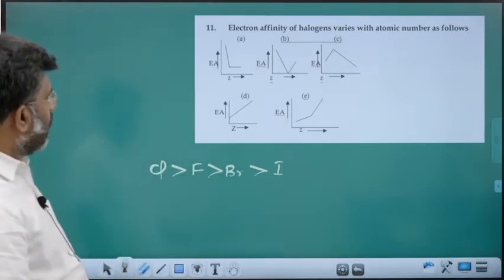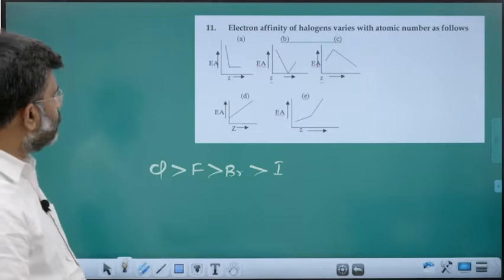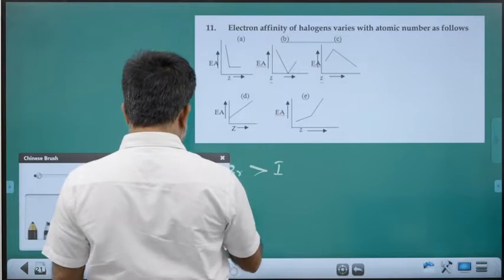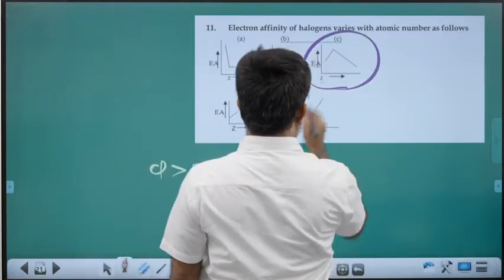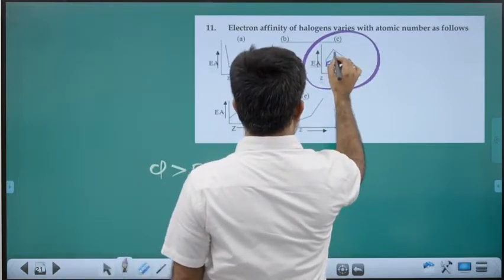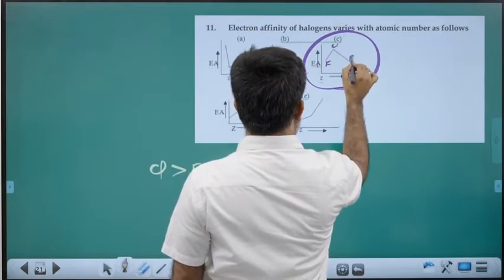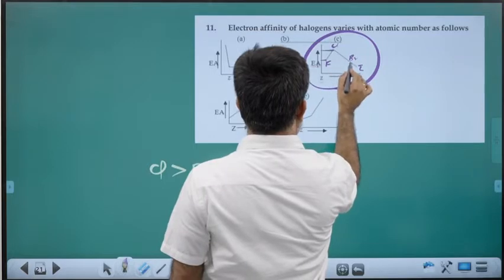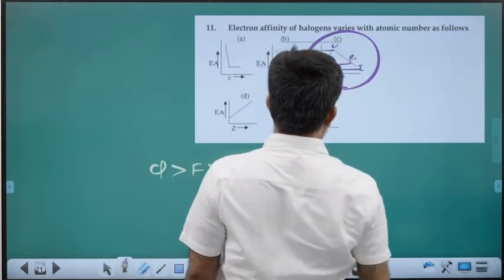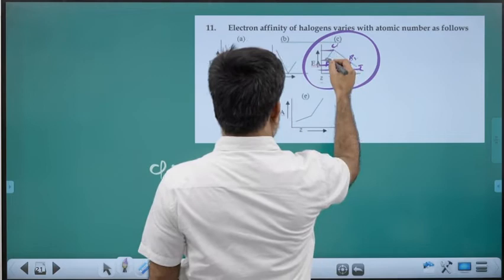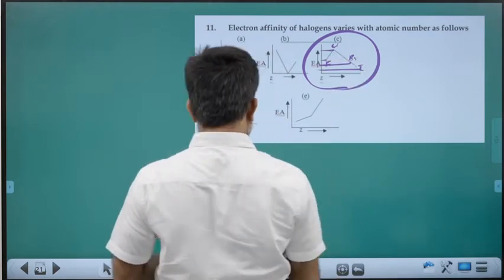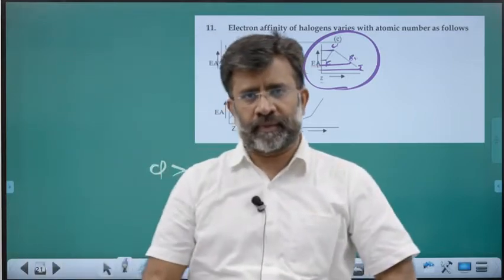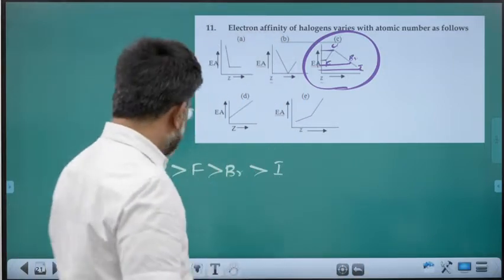So what will be the nature of the graph? It must be this graph, right? This is the one suitable graph. You have fluorine, chlorine, bromine, iodine. That must be the order: chlorine maximum, then fluorine, then bromine, then iodine. Option C is the suitable graph. Right? Next.